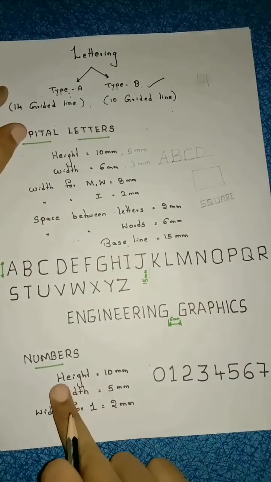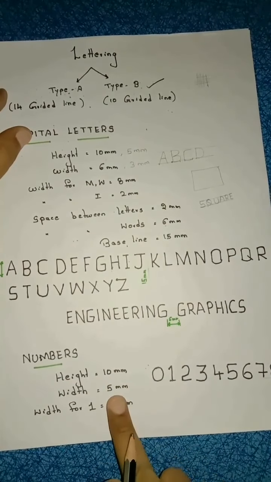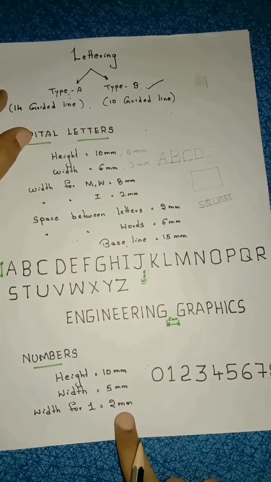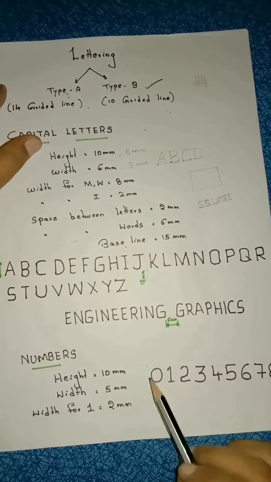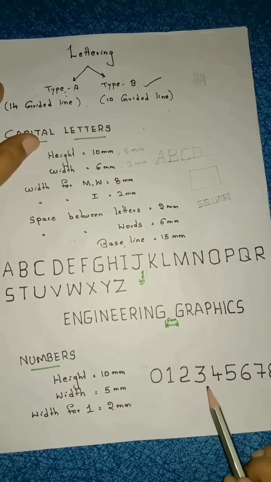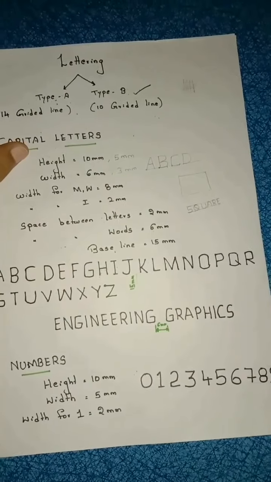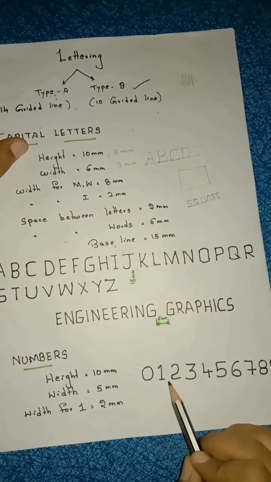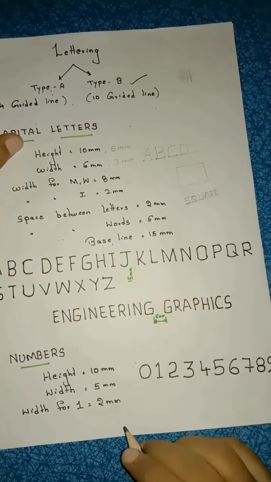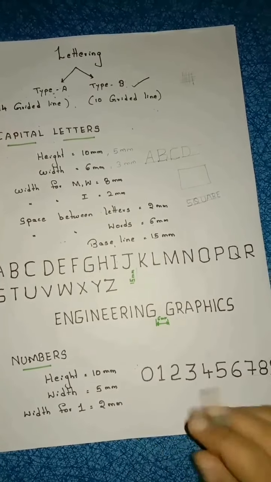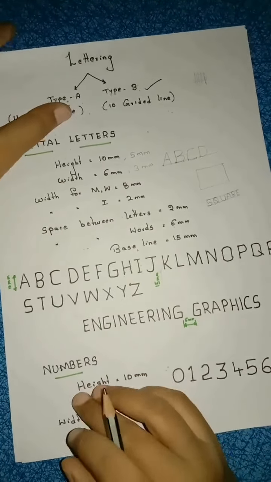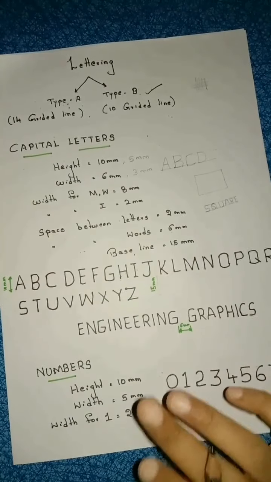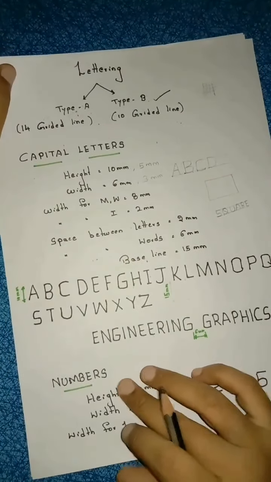Same like numbers also. Numbers height 10, width 5. Only for 1 the width is 2 mm. Same, I am taking height 10 mm. I am writing 0, 1, 2, 3, 4 following scale and pencil. The gap between numbers here is 2 mm. So simply you can write all this, but it takes time. But it is very important. If you follow all this, only then will you get full marks.